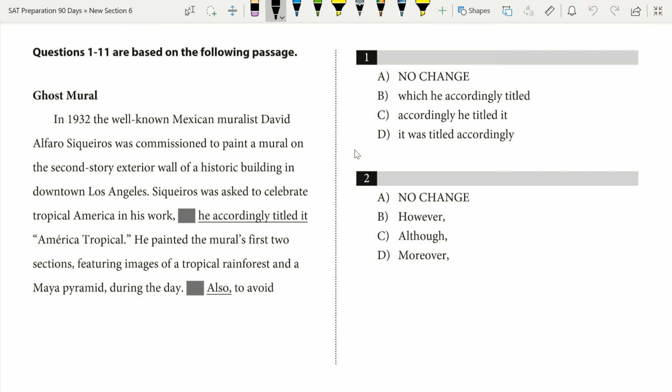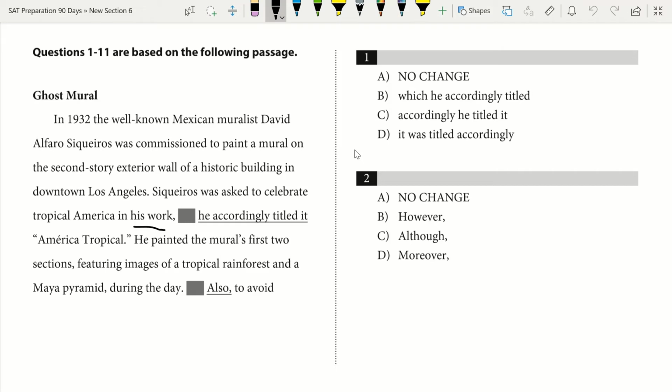So we have passage 1, it's titled Ghost Mural. In 1932, the well-known Mexican muralist David Alfaro Siqueiros was commissioned to paint a mural on the second-story exterior of a historic building in downtown Los Angeles. Siqueiros was asked to celebrate tropical America in his work.